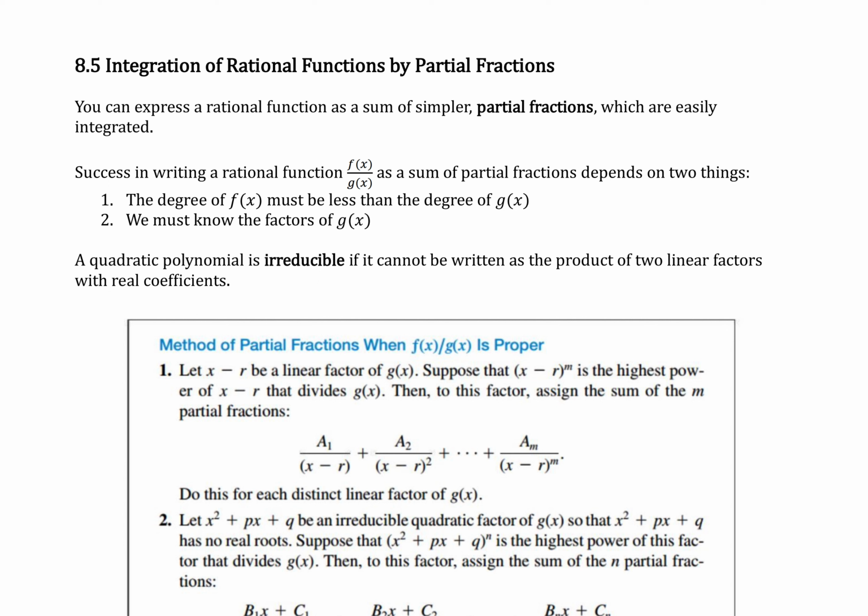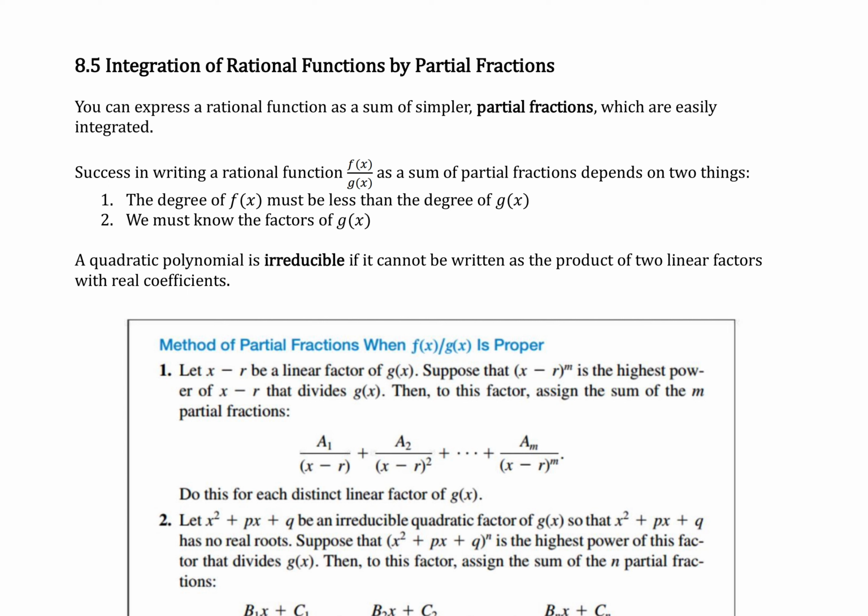As we continue in Chapter 8, which is giving us all kinds of techniques to help with integration, in section 8.5, we're going to look at integration using partial fractions. Partial fractions are a way to express a rational function as the sum and or difference of simpler fractions. Pretty much always, those simpler fractions are going to be easier to integrate. We're going to use a lot of natural logs when we do the integration with these.